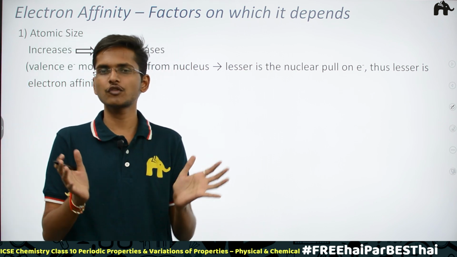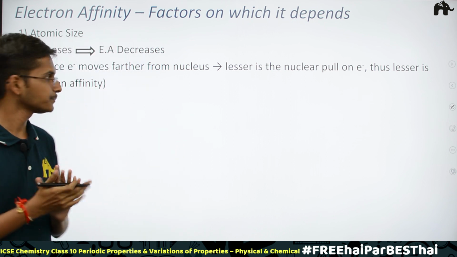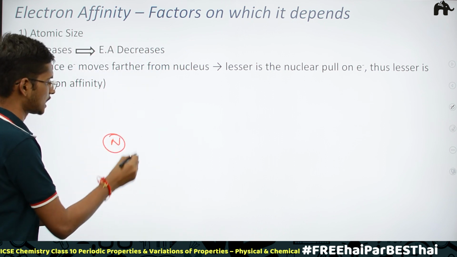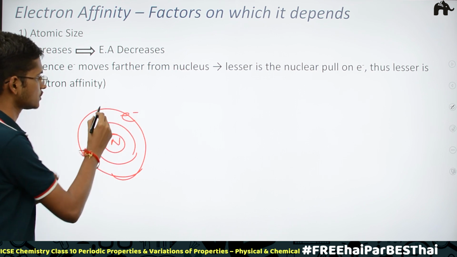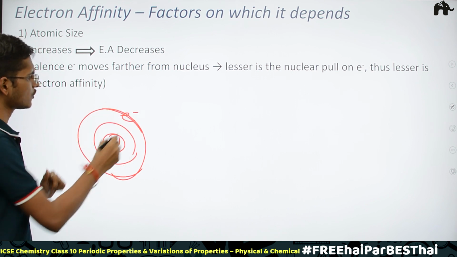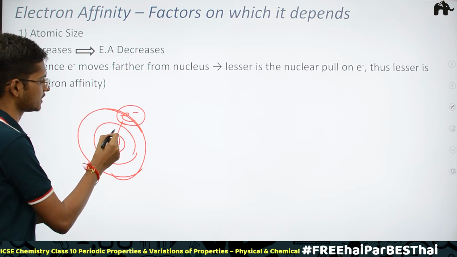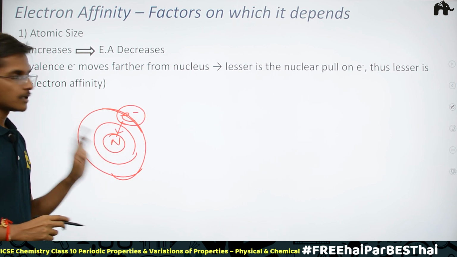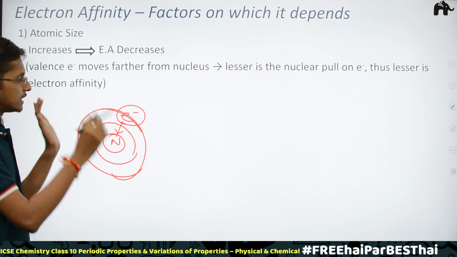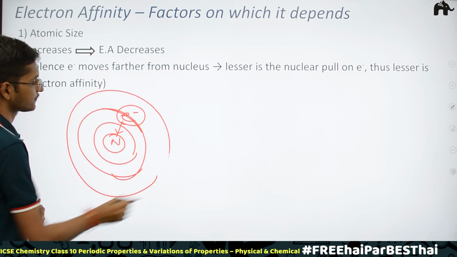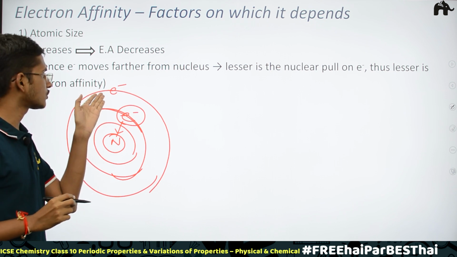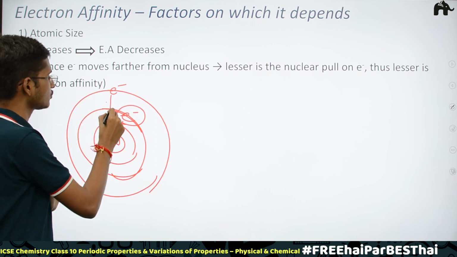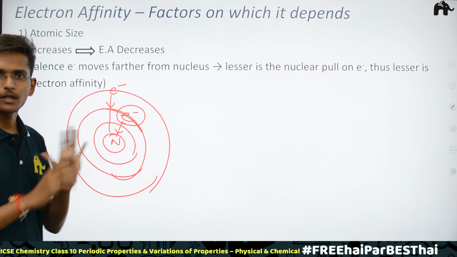Okay, that's it. Affection for the electron, attraction for the electron, that's it. So what I'm going to do is I have taken an atom. This is the outermost shell, and this outermost electron is experiencing some nuclear pull. Now I'm going to increase the size of the atom. So what is happening after increasing the size? This is the outermost shell, this is the outermost electron, and this outermost electron is experiencing some nuclear pull, right?